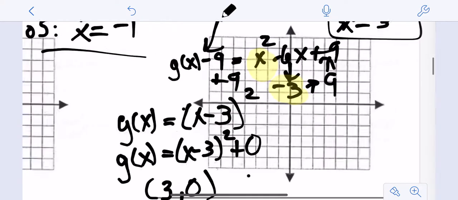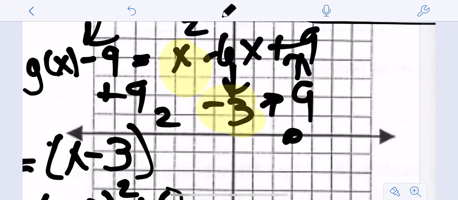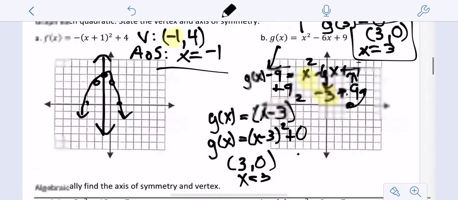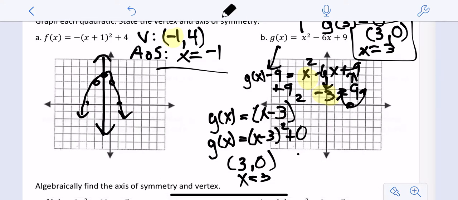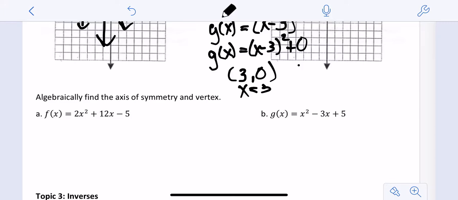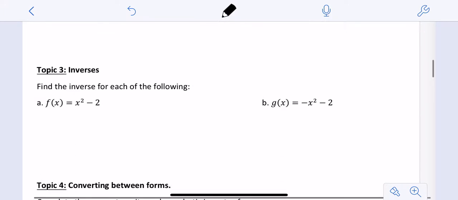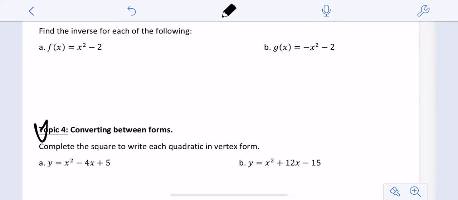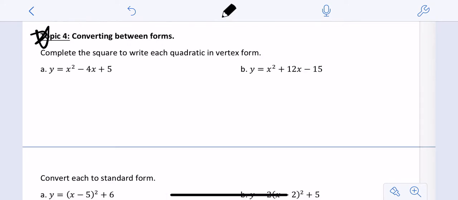So on your graph, you could put your vertex at (3, 0), and then you could graph it using the points on your table. Okay, so finding vertex and axis of symmetry, we just did that with these. Let's talk a little bit more about that when we go to topic 4. So let's go there. This says complete the square to write in vertex form.